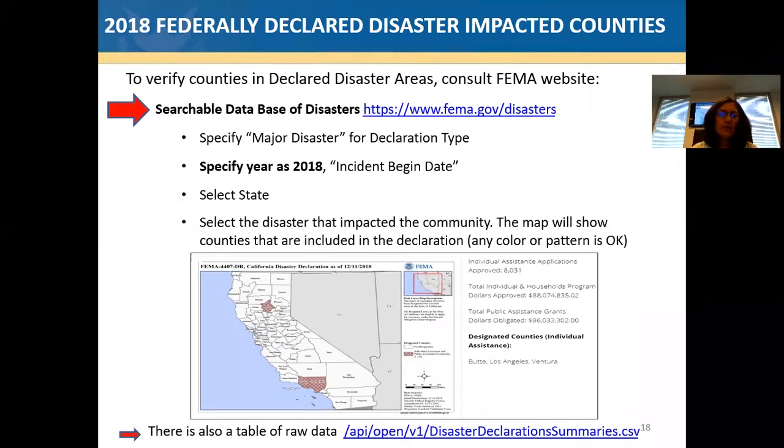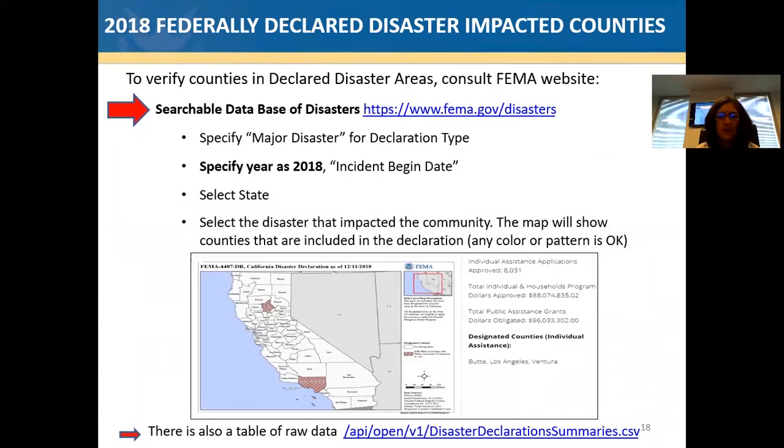And then it will show you, if you click on the link, to a map, and you could see which actual counties received that declaration. And just to note, the color coding system is really meant for FEMA. It explains who gets public assistance and who gets individual assistance. That doesn't matter to us.